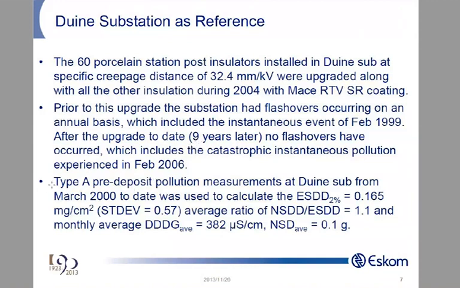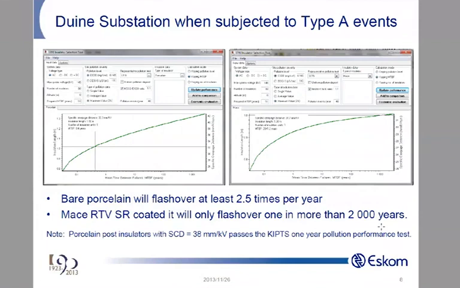We're also measuring inside that sub the actual pre-deposit pollution with ESDD and NSDD and dust gauges, and we also know what has happened with the dust gauges and so on, so we've got all the data. Let's go look at the stats. If we use just the bare porcelain, it will flash over at least 2.5 times per year. That's our experience. It's flashing over quite a few times per year, 2 to 3 times, 2.5.